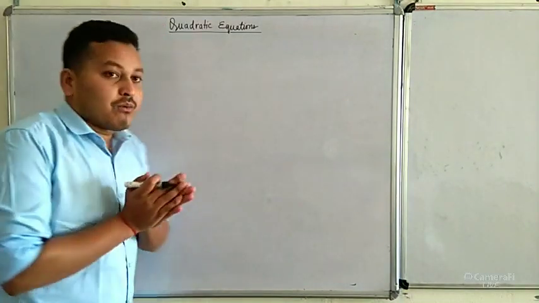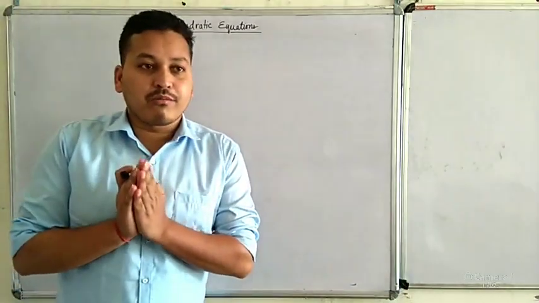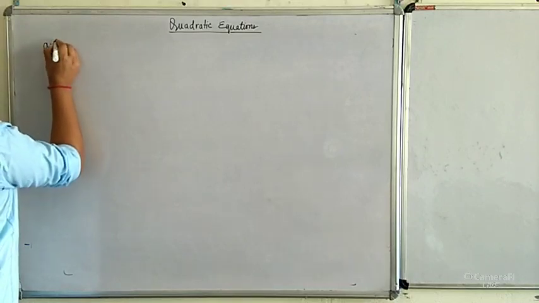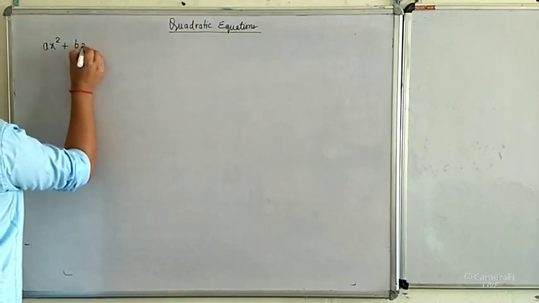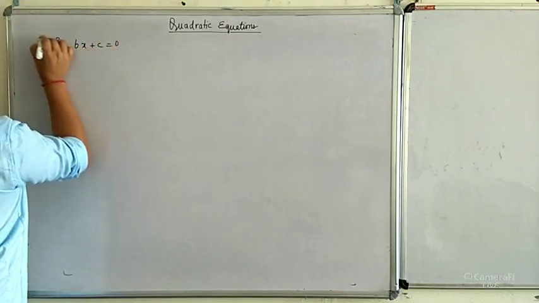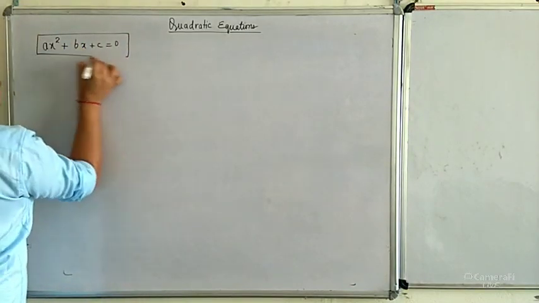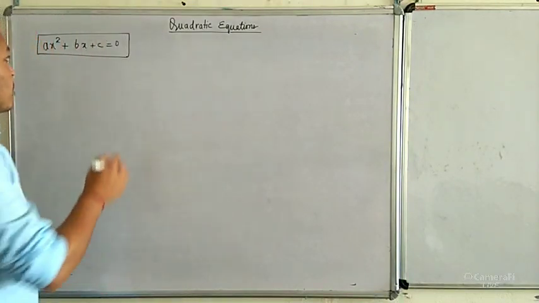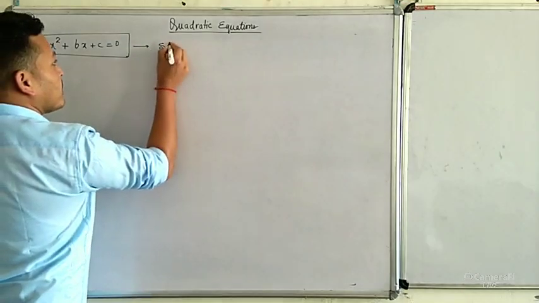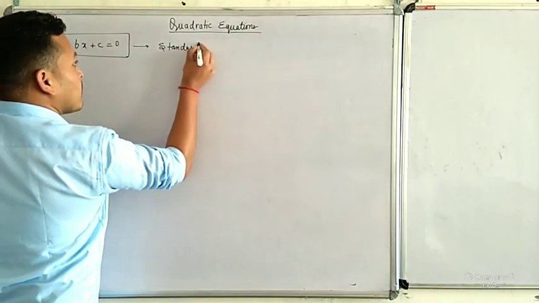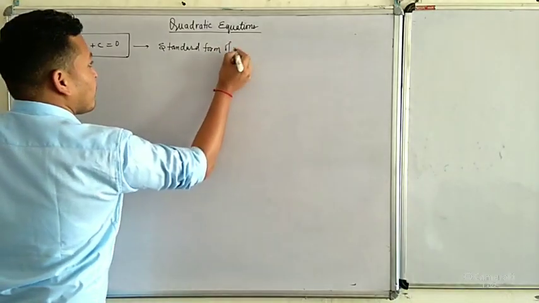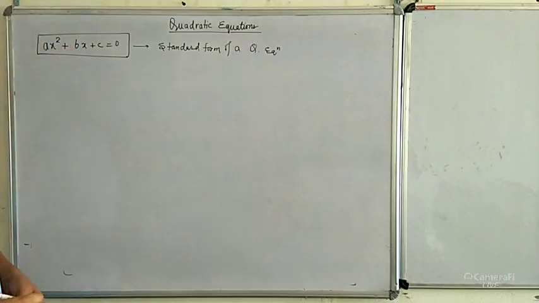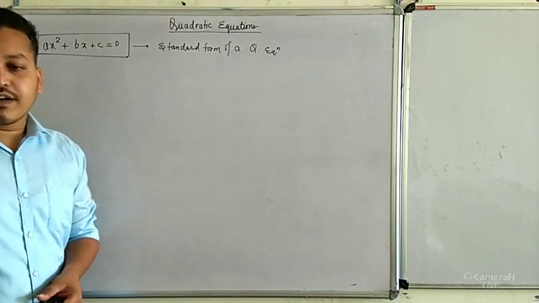So what is the standard form of the quadratic equation? If any equation is written in the form of ax square plus bx plus c is equal to 0, then it is a quadratic equation. The form of a quadratic equation is ax square plus bx plus c is equal to 0. So this is the standard form of a quadratic equation.